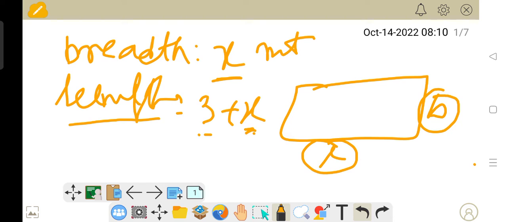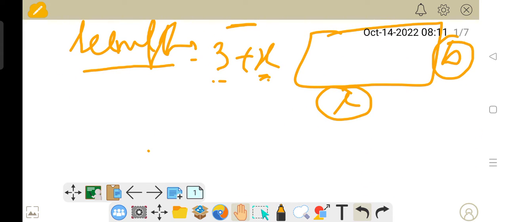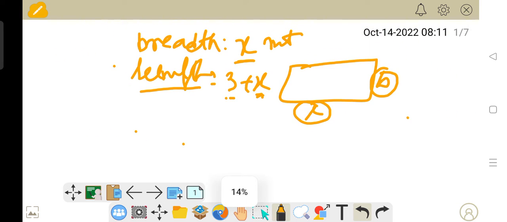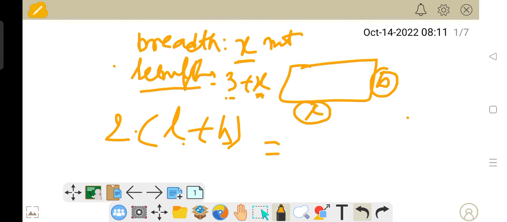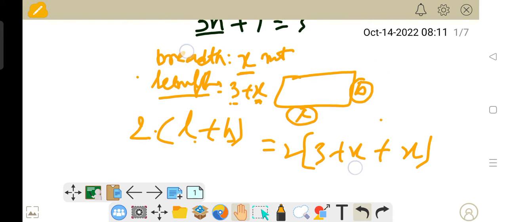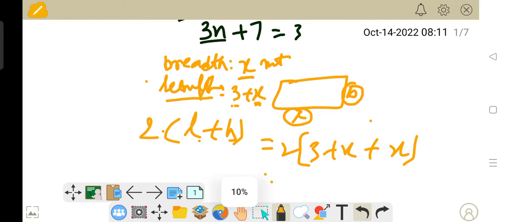And its perimeter is 24. What is the perimeter of a rectangle? Perimeter of a rectangle is 2 into L plus B. Here L means length, B means breadth. 2 into L means 3 plus x, plus breadth means x. Therefore it can be written as 2 into (3 plus x plus x), that is 2 into 3 plus 2x.